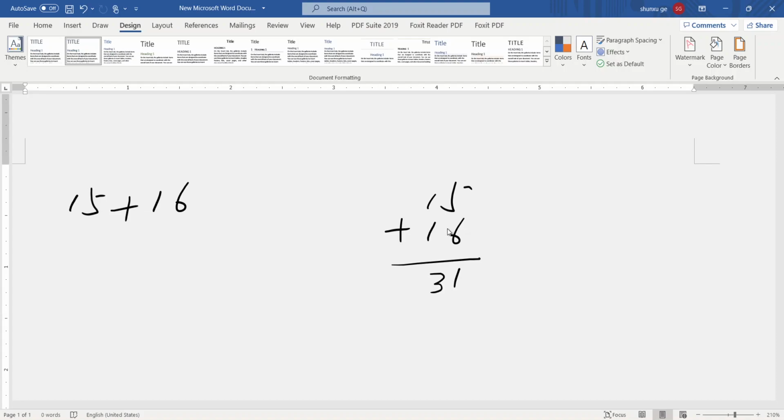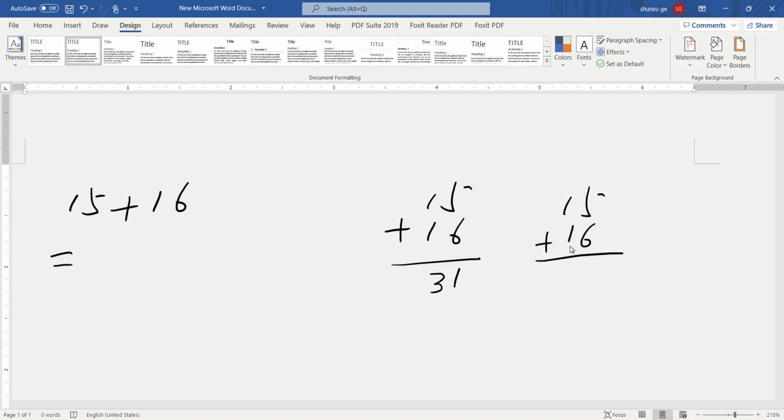How about if we use the brain? We don't use the paper, just use the mouth. So that's different. We make a picture in our brain: 15 plus 16. When we use the brain to calculate, not from right to left, we use left to right. That means 1 plus 1, it means 10 plus 10.